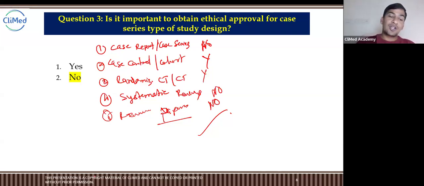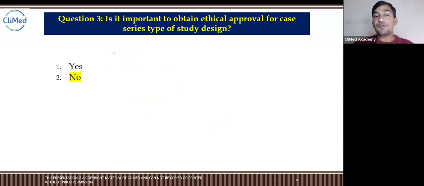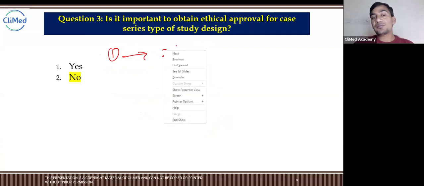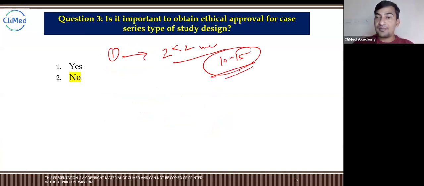When we are talking about a case report, it is the study of one person, and a case series would be the study of two or more cases, any number up to 10, 15 maximum. Let me tell you clearly, for a case series or case report, you don't need ethical approval at all. Why? Because these are individual cases.